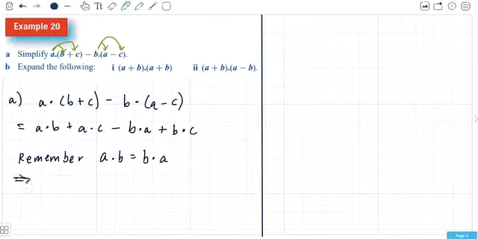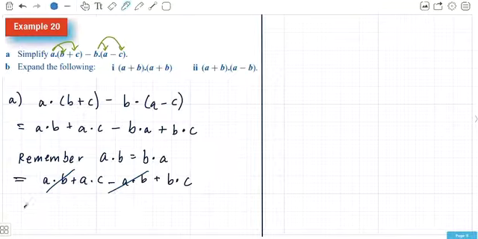So that means that we then have a dot b plus a dot c. Instead of b dot a, I'm just going to write it as a dot b, because that's what that is, and we've got plus b dot c. So you can see now that we've got a cancellation, positive a dot b minus a dot b. So our answer is going to be a dot c plus b dot c.